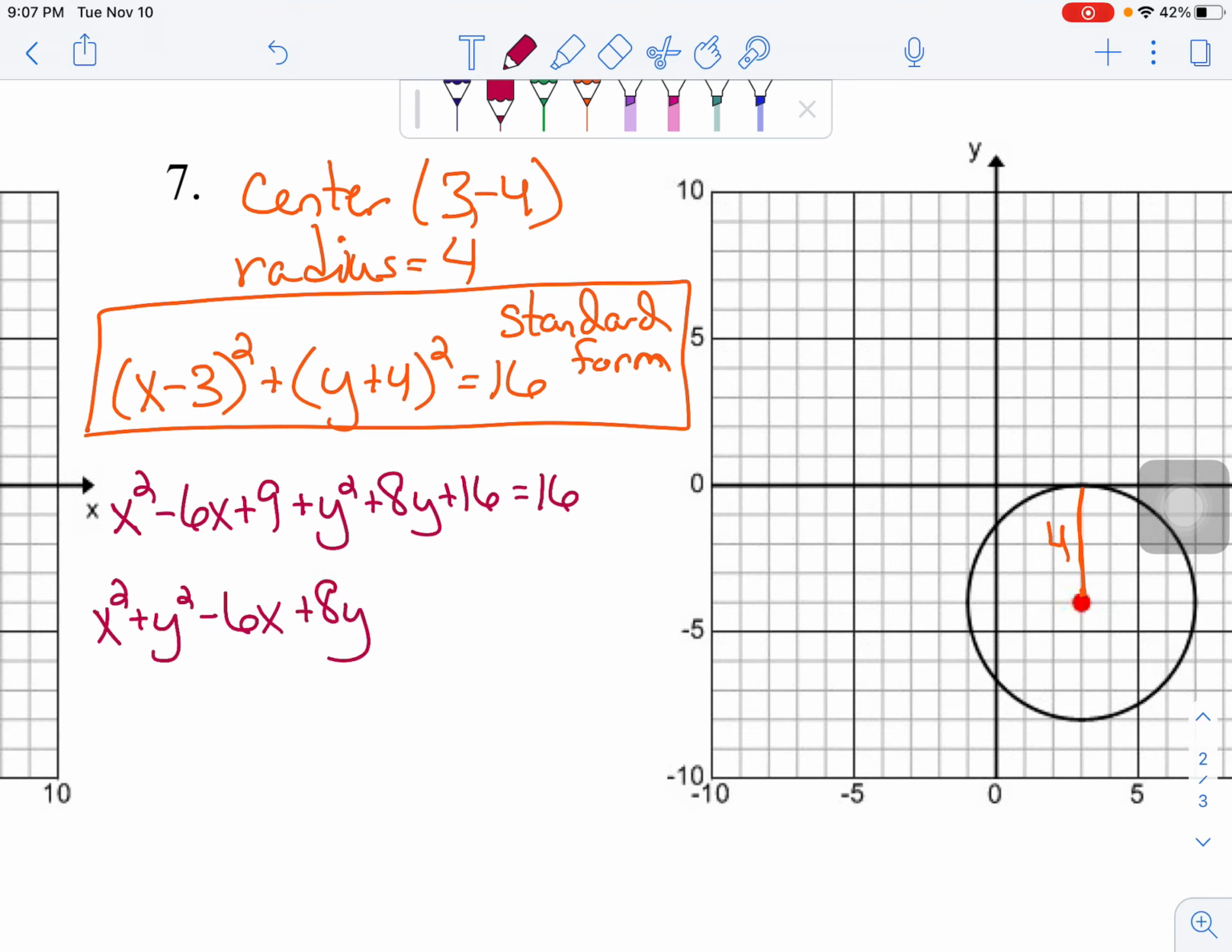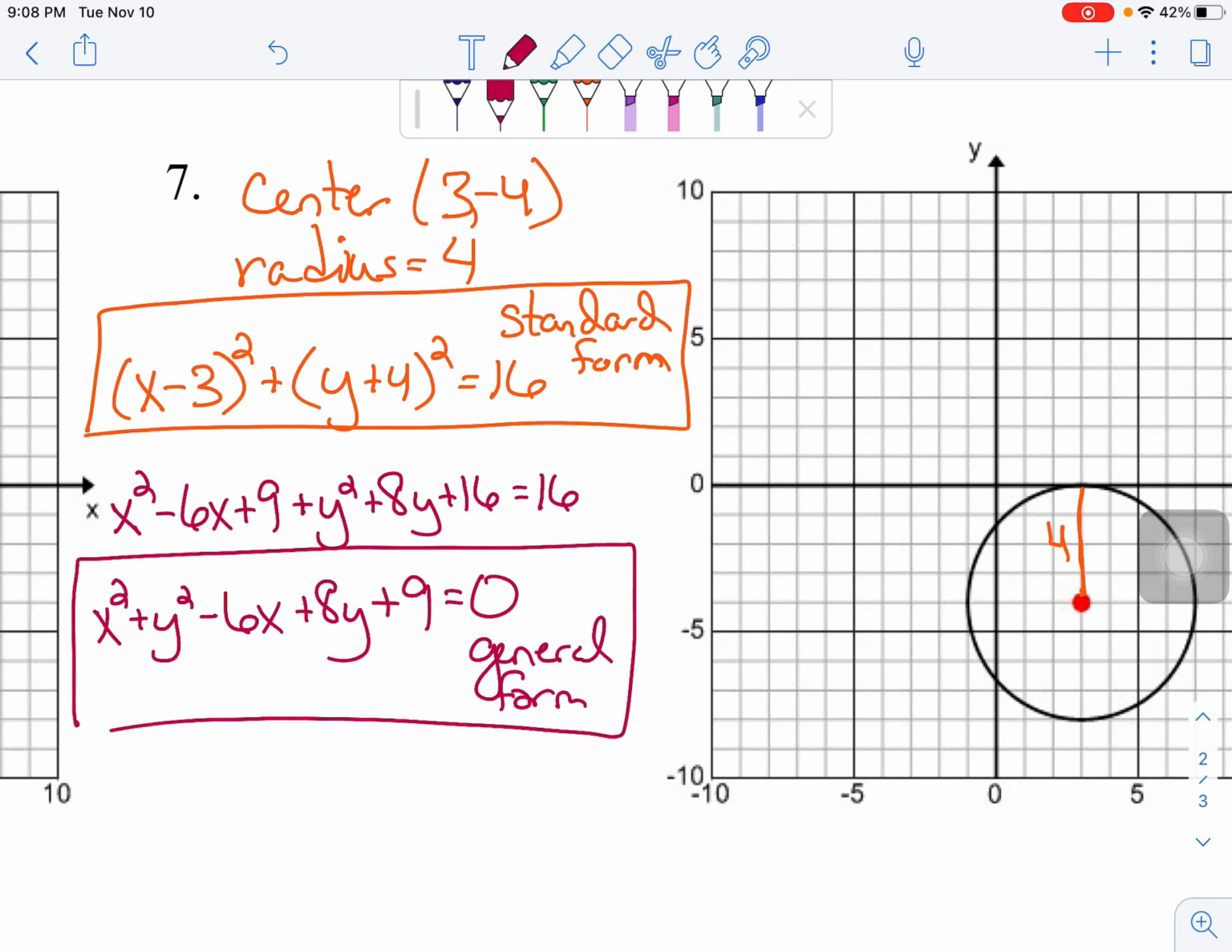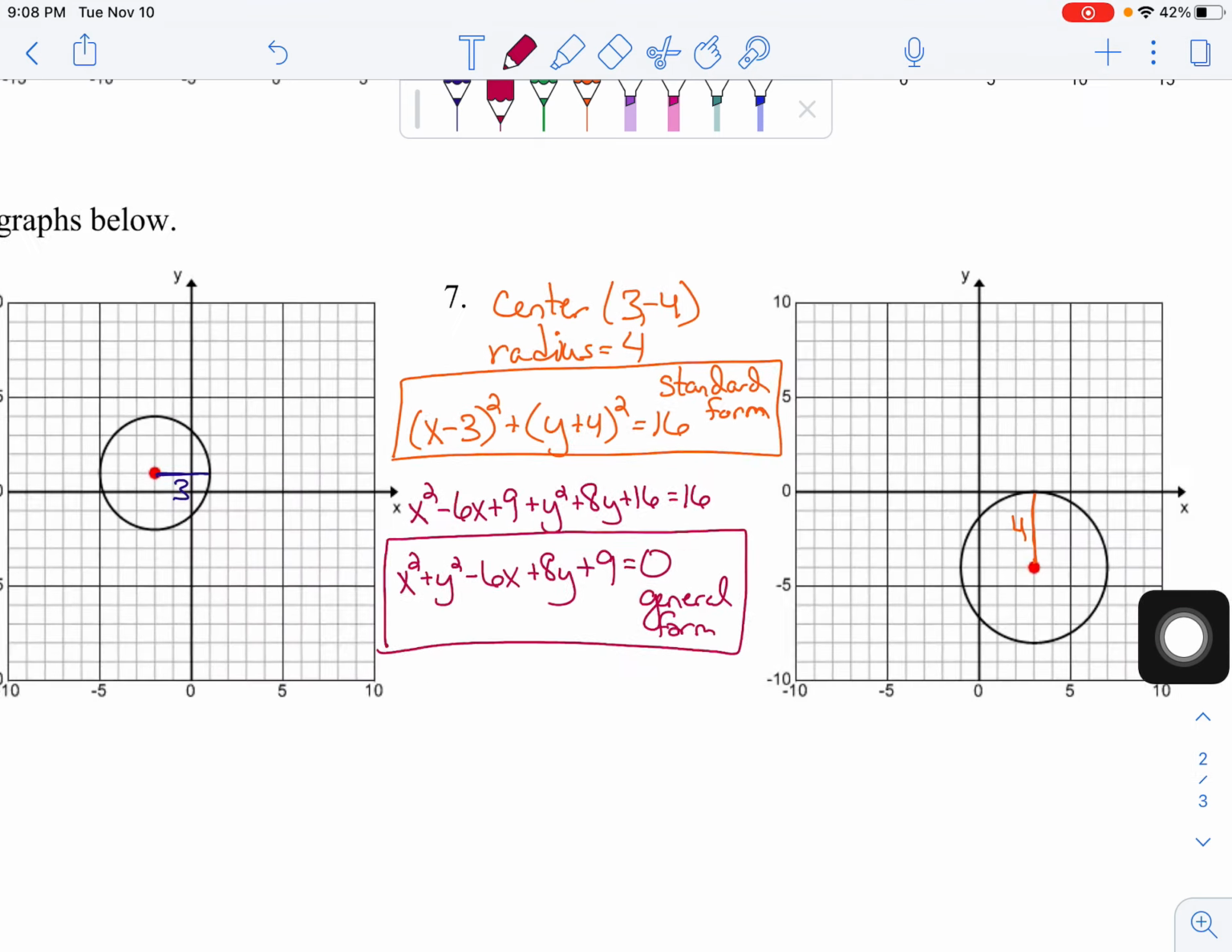And then the last thing to do is collect up your constants. So we have 9, we have 16, and we have 16 on the right side. So you'd have 9 plus 16 minus this 16, because we want to set it equal to 0, which would really just be positive 9. So plus 9 is equal to 0. And this then is our general form. Okay. And again, if the directions don't say one way or another, 100% of the time, I would write it in standard form and box it up and call it done. However, I could ask for general form, so just be aware of that, okay?